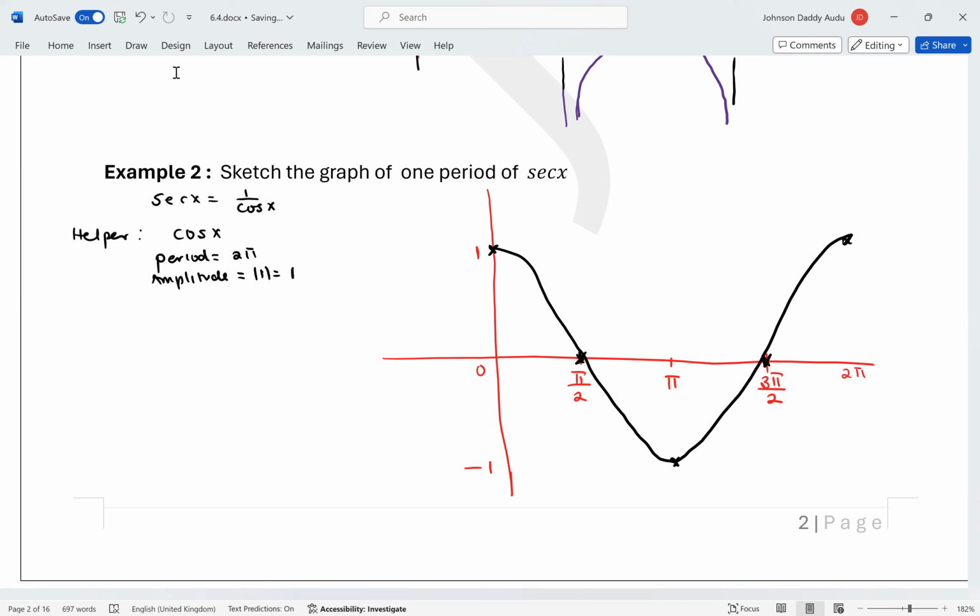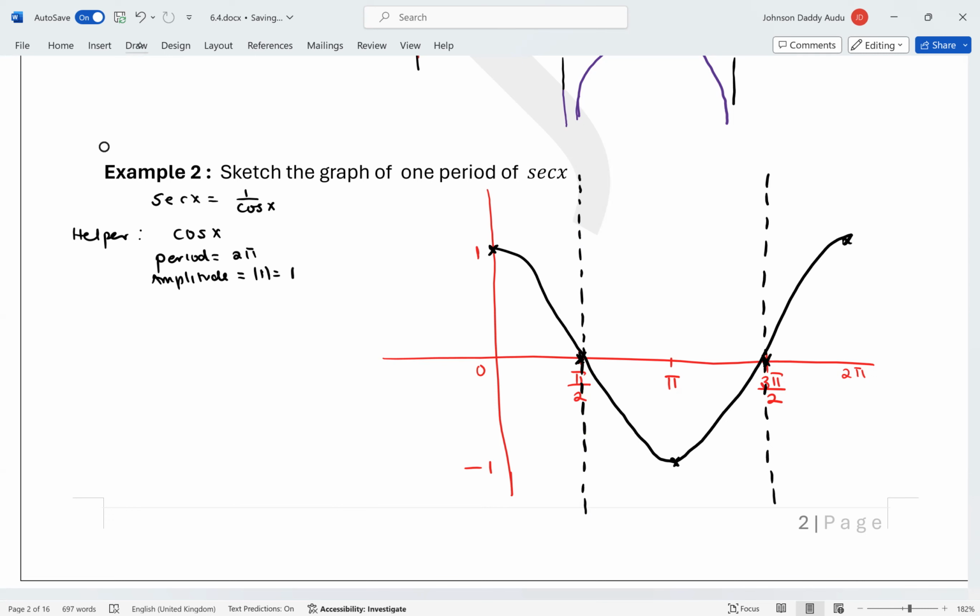All right, so now we know the zeros. What are the zeros of cosine? It means the x-intercepts. So these are the x-intercepts. So this will be our vertical what? Asymptotes. So we have 2 vertical asymptotes.